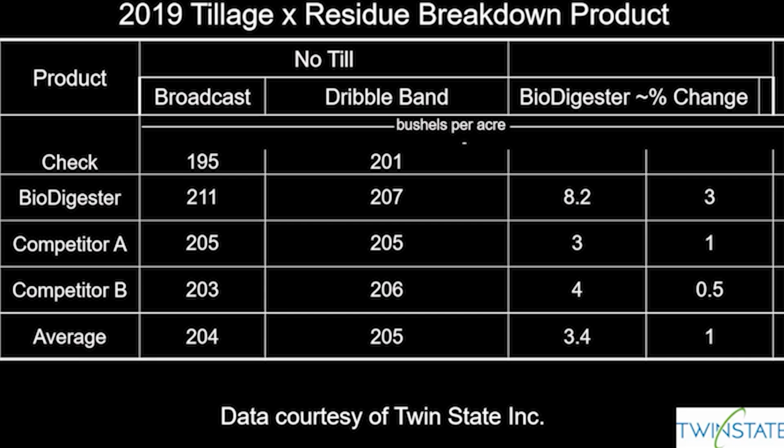And then comparing to competitor A and competitor B, they were at 205 and 203. So our 211 bushel did pretty darn well. They're pretty happy with that. Yeah, and we obviously saw in the broadcast scenario, where we're doing the entire field, a better yield bump than when we were just doing a dribble band within the field environment. On that we only saw 207, but still a bump. 201 the check, 207 in the treated.